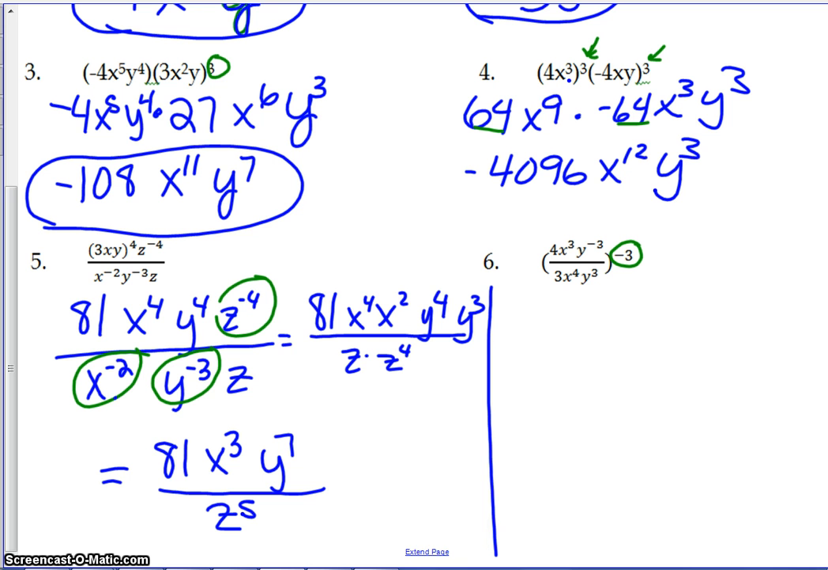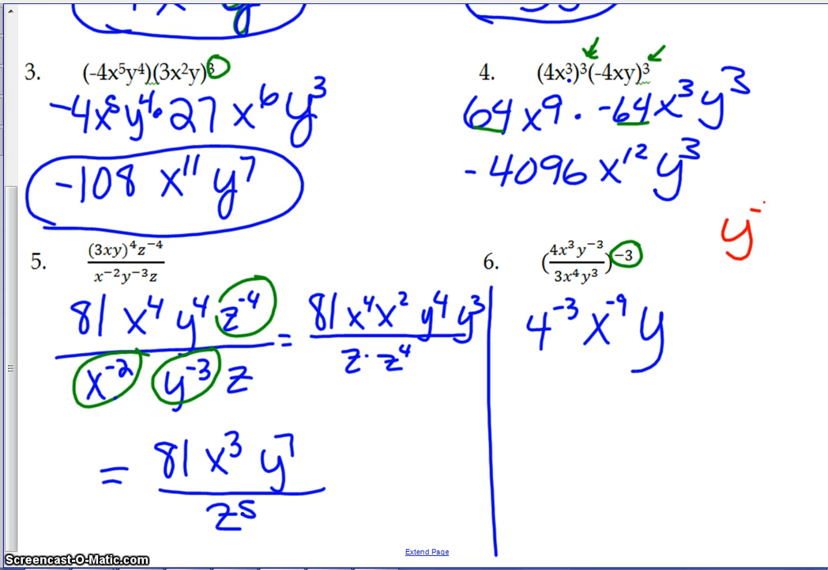So what I did is I started and I said, okay, 4 to the negative 3. X to the 3rd to the negative 3. So this is what I'm kind of thinking in my head. Would be x to the negative 9th. So I'm going to write here x to the negative 9th. Y to the 3rd.